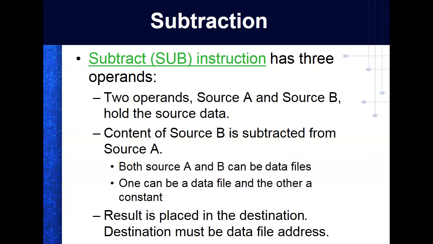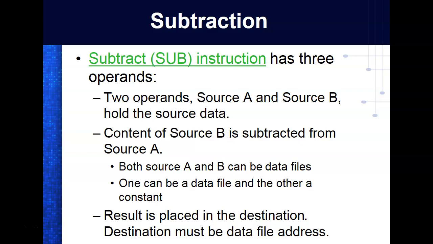So subtract. We have two operands: source A, source B. This is going to make a difference. So you're subtracting source B from source A. So you need to get these right because you could get the wrong sign on your answer, right? You understand that? That makes sense?